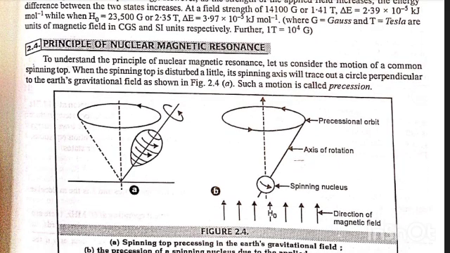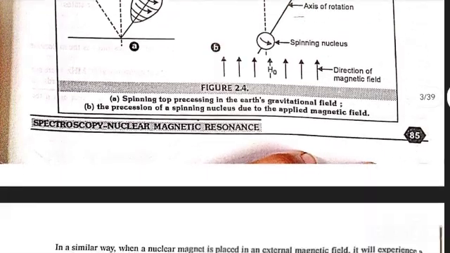Principle of nuclear magnetic resonance. To understand the principle of nuclear magnetic resonance, let us consider the motion of a common spinning top. When the spinning top is disturbed a little, its spinning axis will trace out a circle perpendicular to the Earth's gravitational field. Such a motion is called precession.